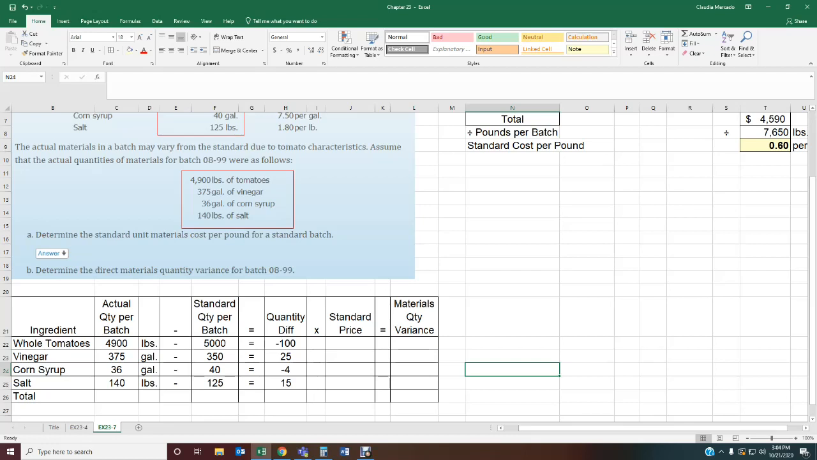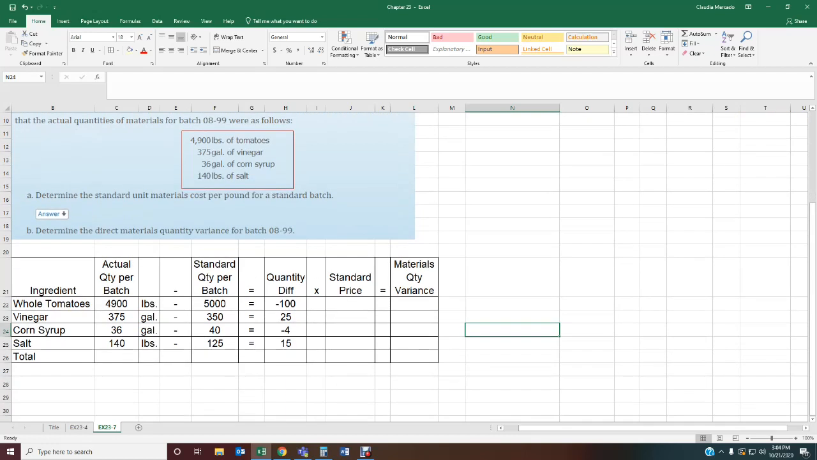So, what does this minus sign mean? Well, it means that you anticipated using 5,000 pounds of tomato, but you actually only used 4,900 pounds of tomato. So you saved 100 pounds of tomato, which is good. The positive numbers mean that you used more than what you had anticipated. So the minus sign means you used less, the positive sign means you used more. So negative is good, positive is bad, in this particular scenario.